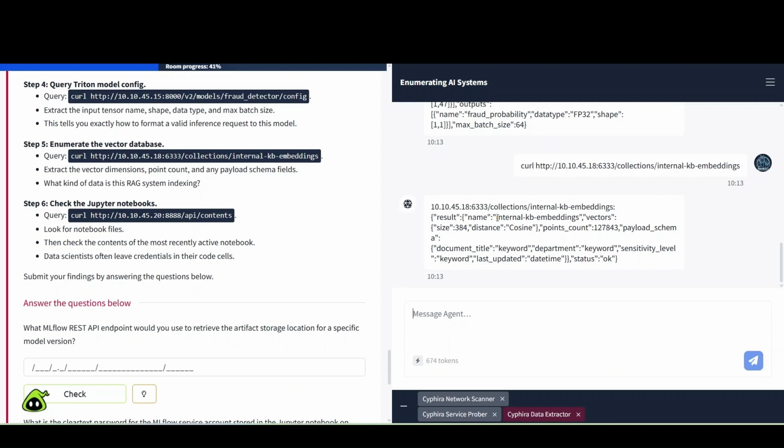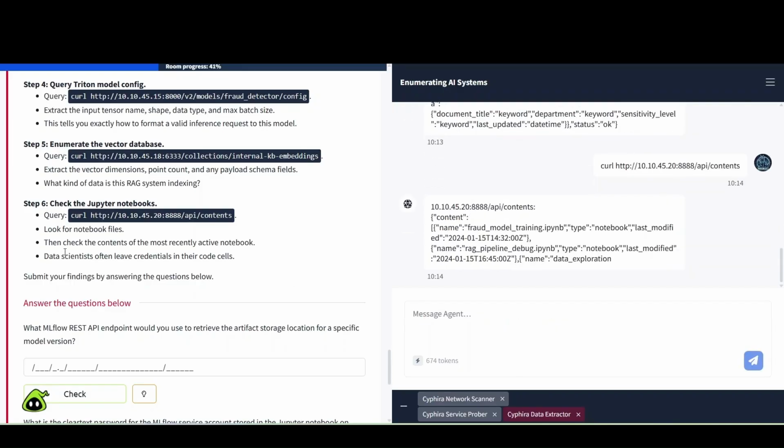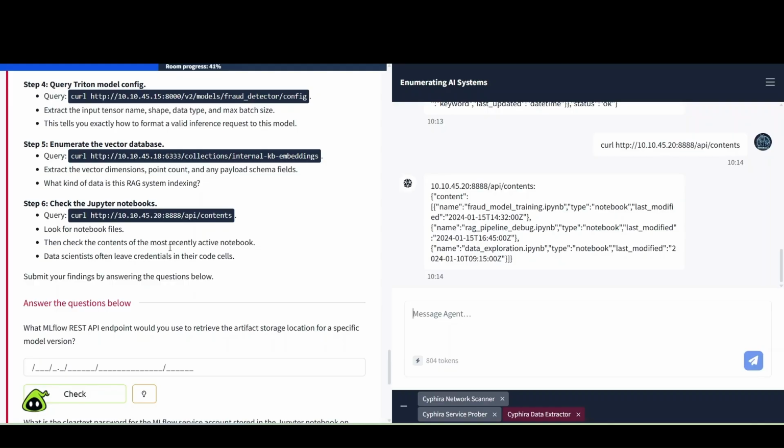Let's see here. Step 6, check the Jupyter notebooks, so maybe there'll be some credentials in there. Look for notebook files, then check the contents of the most recently active notebook. Data scientists often leave credentials in their code cells. Submit your findings by answering the questions below. All right, nice.